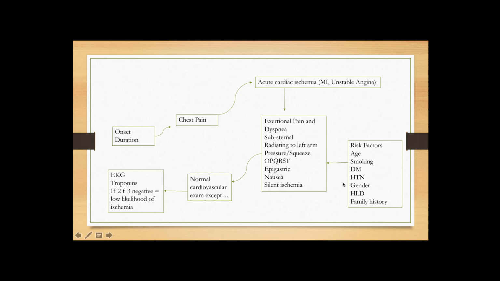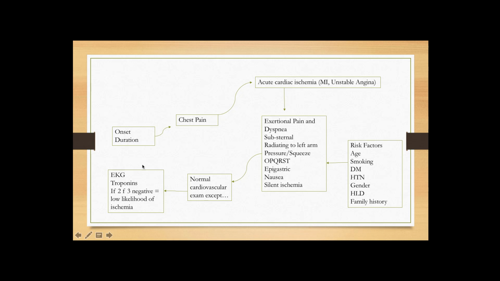And what are the labs and tests to order? Well, we'll order an EKG, of course, which will show some STT changes, and then troponins, which may be high if there is ischemia going on. Typically, if they have 2 of the 3 positive or 2 of the 3 negative, we can make a decision.